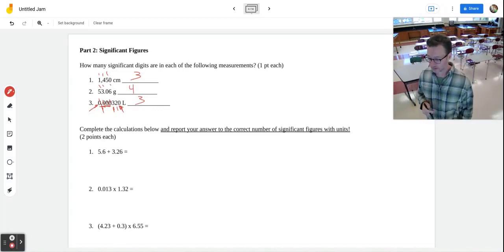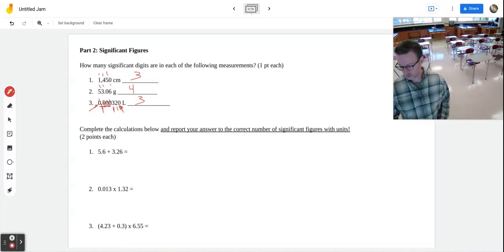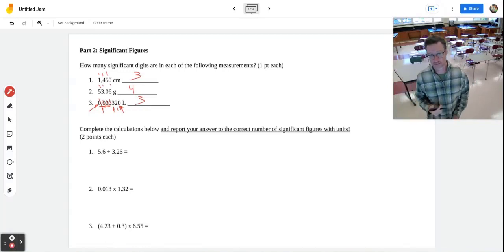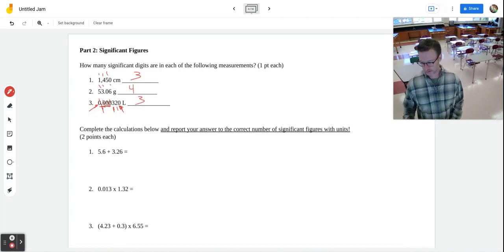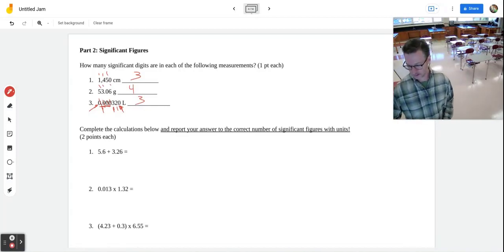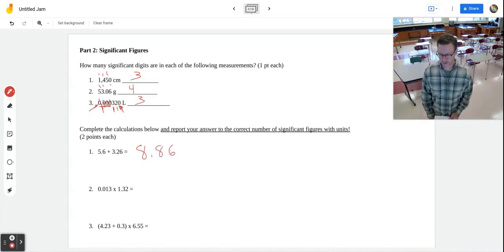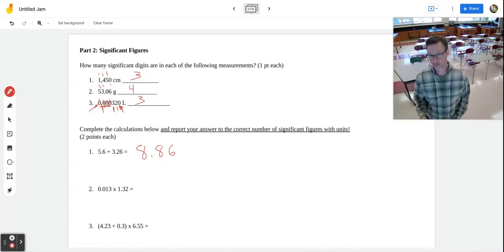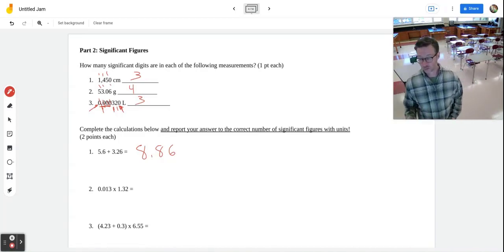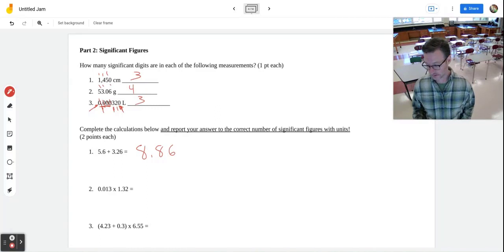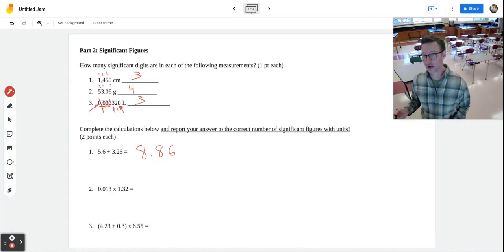All right, calculations. So we have different rules for different types of calculations. When you're adding and subtracting, let's just do the calculation first. If I add these numbers together, I get 8.86. There's no unit on this because we're just focusing on the calculation. So that's the answer when you put that in the calculator. The rule for significant figures in rounding says when you're adding or subtracting, your answer cannot be more precise than the numbers you started with.